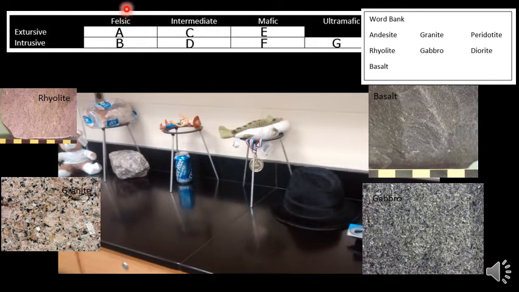So we classify igneous rocks by chemistry, or composition, whether they're felsic or mafic. And then we also classify by texture, the grain size, whether they're extrusive or intrusive. This is misspelled up here, by the way. That's all right. Extrusive rocks have very small grains you can't see with the naked eye, like basalt and rhyolite, which are both at the top.